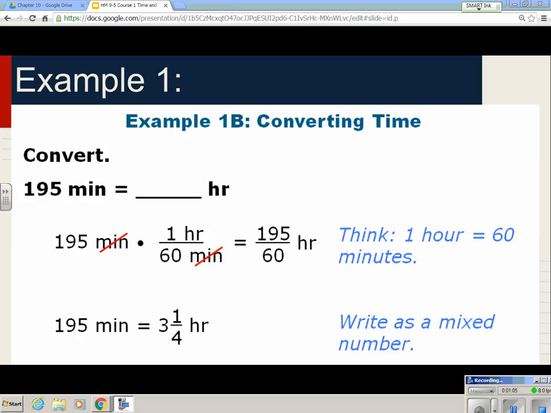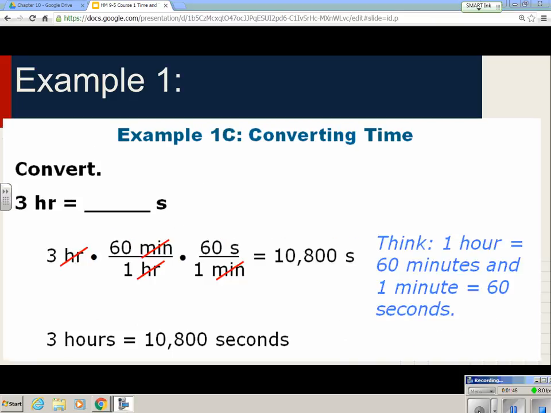Okay, we're back with another example. We're going to convert 195 minutes into hours. So now, instead of multiplying, we're going to have to divide, because we're going from minutes into hours instead of hours into minutes, so you have to do the opposite. Once again, you're going to think that 1 hour equals 60 minutes. It makes sense now that I should divide 195 by 60. And then it comes out as a mixed number, 3 and a fourth hours, like that.